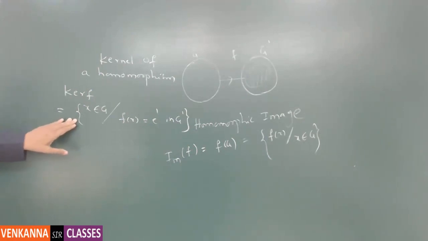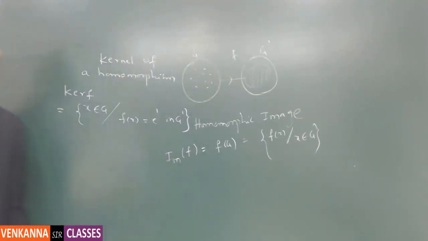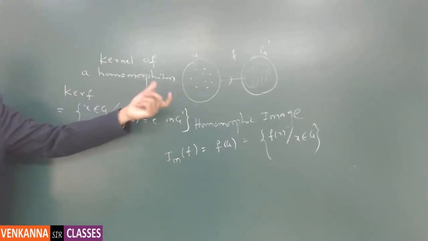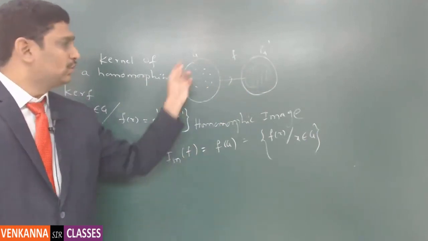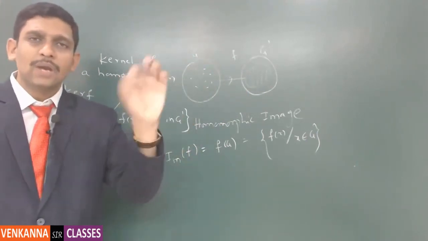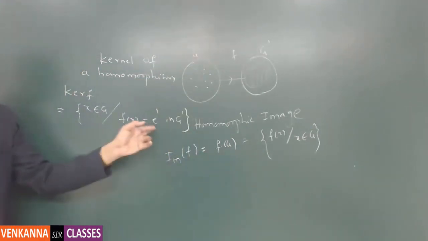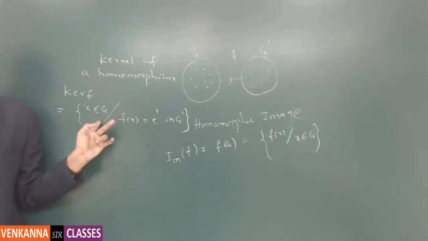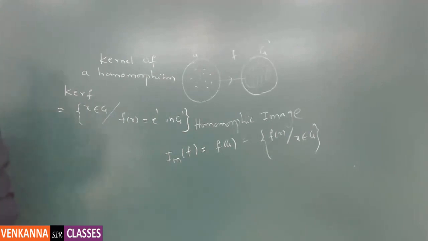So how is the kernel defined? In the domain you have the elements. For every element in G, you will get the corresponding images in the codomain. Among these elements, you are picking up those elements such that the image is the identity. Those elements you are writing exclusively as a set, that we are calling the kernel of the homomorphism.